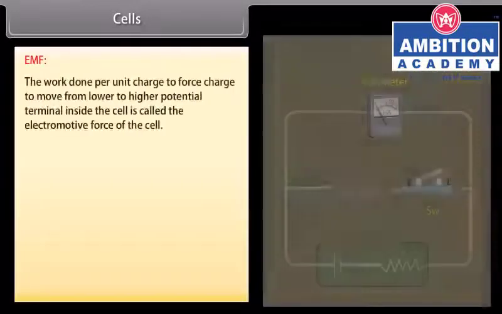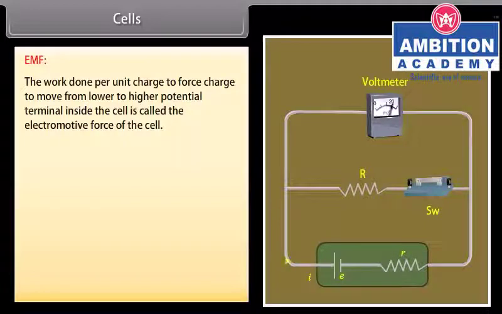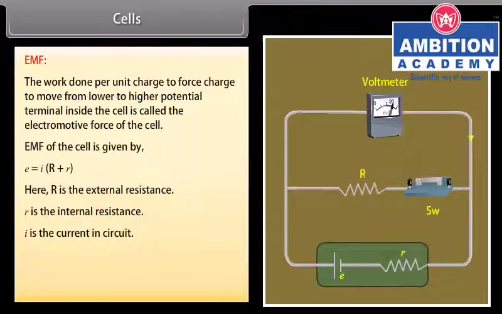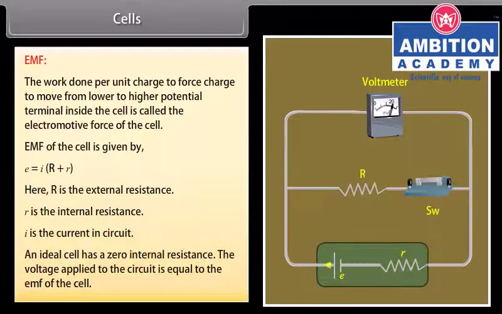EMF. The work done per unit charge to force charge to move from lower to higher potential terminal inside the cell is called the electromotive force of the cell. EMF of the cell is given by E = I(R + r). Here capital R is the external resistance, small r is the internal resistance, and I is the current in the circuit. An ideal cell has zero internal resistance. The voltage applied to the circuit is equal to the EMF of the cell.